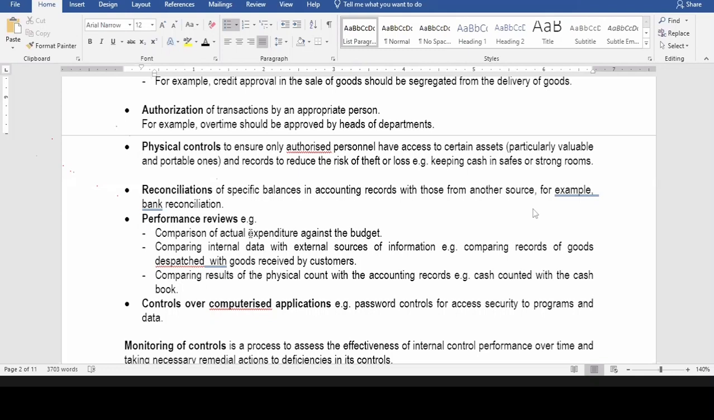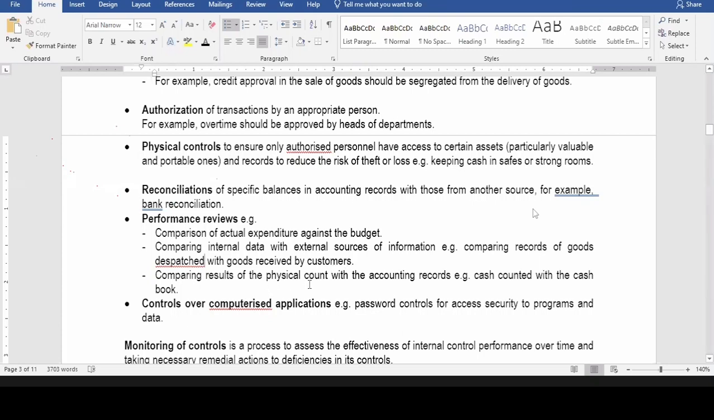Comparing internal data with external sources. For example, comparing the record of goods dispatched with goods received by the customer. When you load items on a truck, at times you have to call the customer. I loaded 100 bags of cement. How many have you offloaded? At times, you may find the person has offloaded 90, and the driver has told him that those are the ones he got from the shop. So at times you need to cross-check.